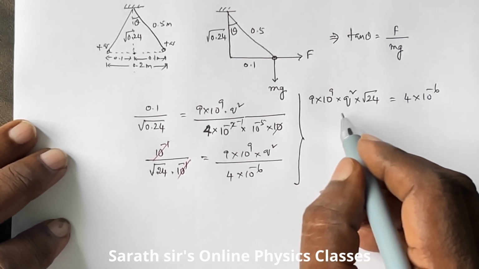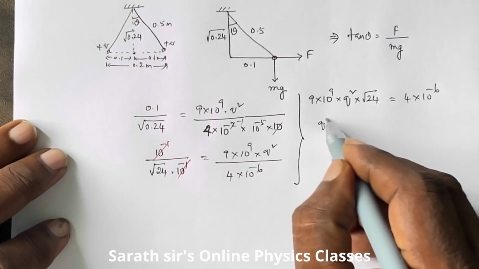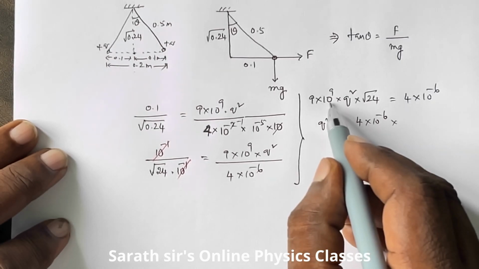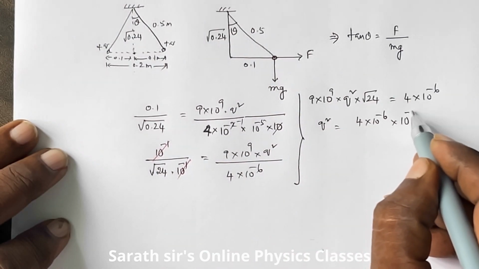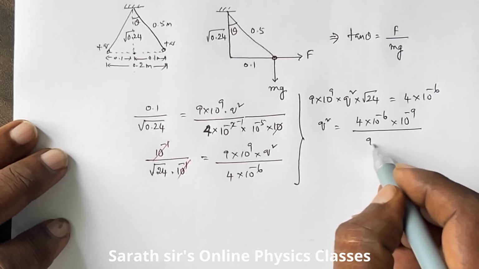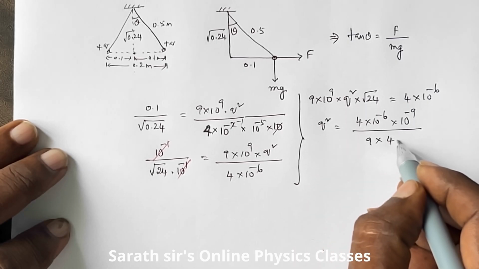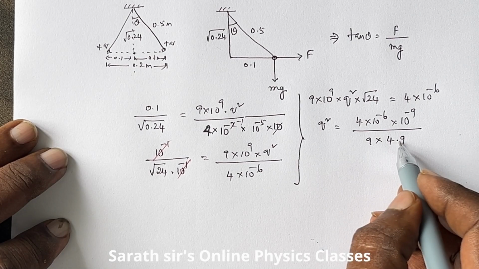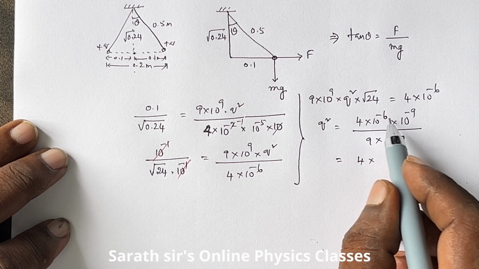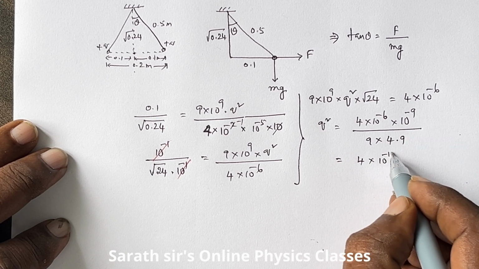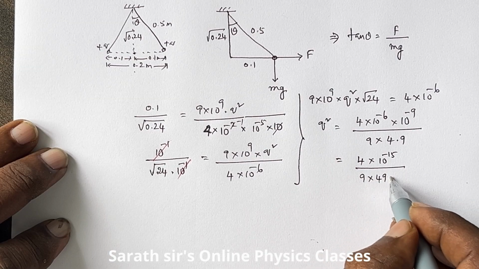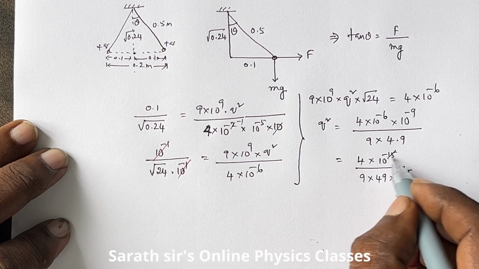So I can write q square is equal to 4 into 10 power minus 6 into 10 power minus 9, as 10 to the power 9 goes to that side, divided by 9 into root 24, which is 4.9. So now this 4.9 I can write like this: 4 into 10 to the power of minus 6, 10 to the power of minus 9, 10 to the power of minus 15, by 9 into 49 into 10 to the power of minus 1. So this is 10 to the power of minus 14.